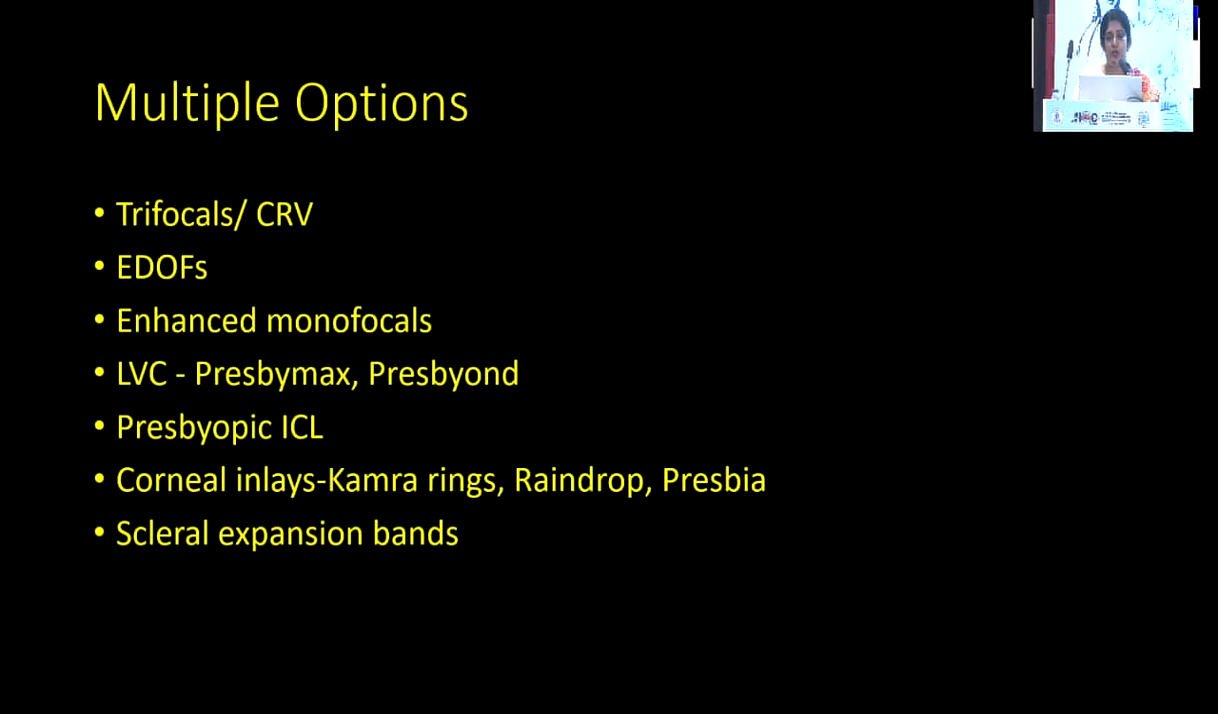So what are the options for correcting this? These are trifocals or continuous range of vision, extended depth of focus lenses, enhanced monofocals, and laser vision correction options like presbyLASIK or presbyond, then presbyopic ICL. This is an advanced concept. And some corneal-based procedures like corneal inlays such as Kamra, Raindrop, Presbia, Presbylens, and scleral expansion-based procedures.